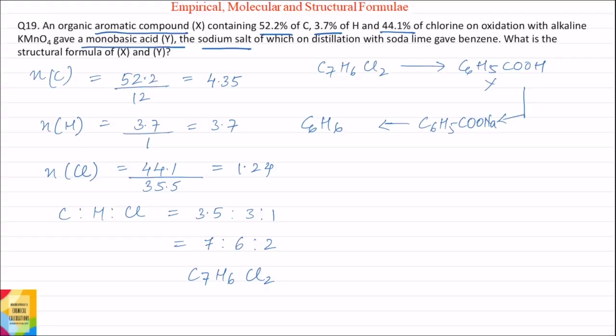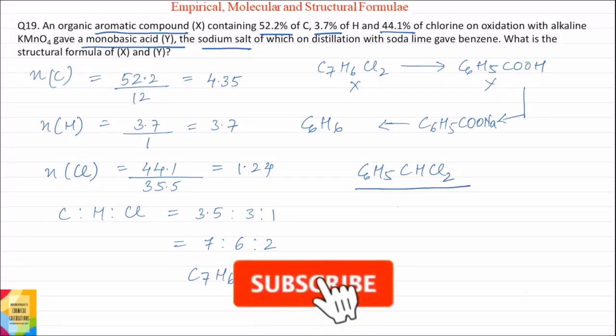Now to identify the compound X. In this C7H6Cl2, because it is aromatic, it will have a C6H5 group, and one carbon, one hydrogen and two chlorines are remaining, which will form the side chain. So the formula of the aromatic compound X will be C6H5CHCl2. So this is the aromatic compound X.